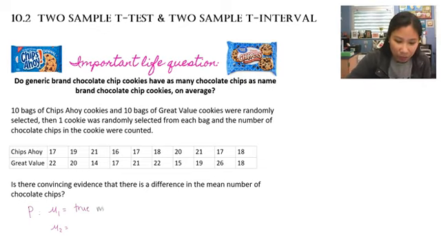So we're going to call mu1 the true mean number of chocolate chips. I'm going to abbreviate chocolate chips.